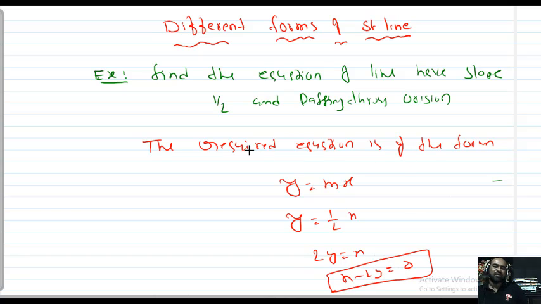So what has happened today? I explained the locus equation of a straight line, that too in three forms. One is horizontal, one is vertical, and the line which passes through the origin having slope m. Three completed.